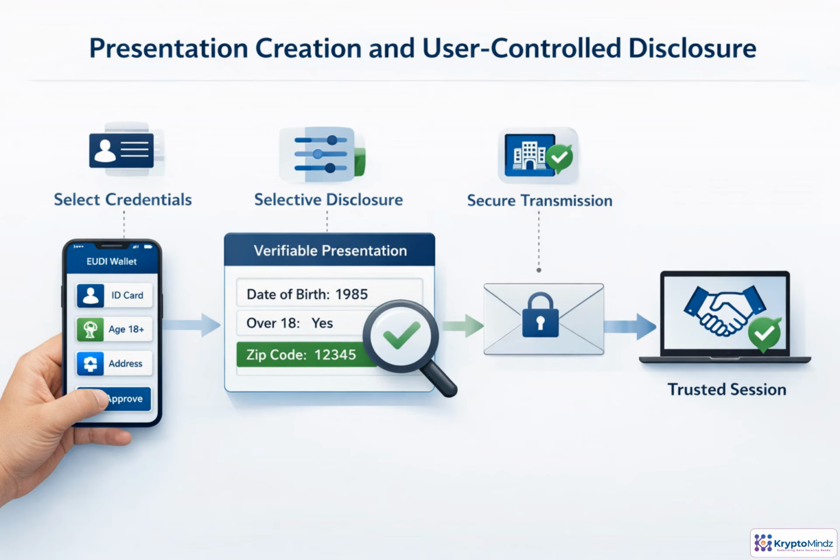Once the user approves, the wallet's job is to build a tailored, privacy-preserving response. It first selects the credentials that can satisfy the request, then filters them to only the attributes that are truly needed. That filtered set becomes a verifiable presentation, cryptographically bound to a specific relying party and session. The wallet then sends this presentation over the agreed secure channel, limiting exposure and preventing unnecessary data sharing.